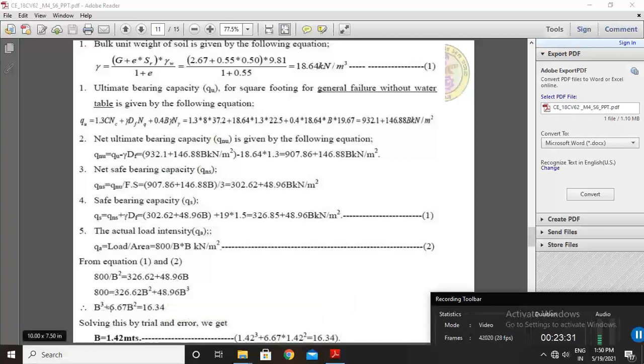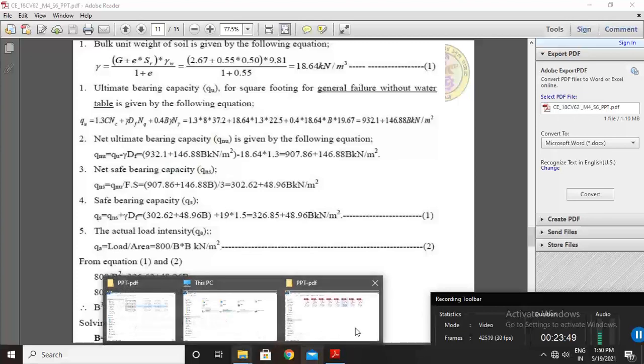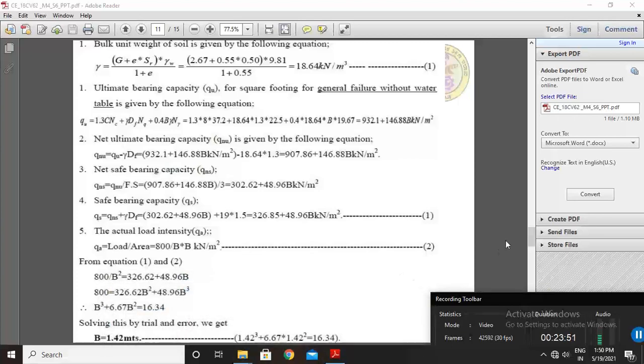Now finally we get the equation B cube plus 6.67 times B square equal to 16.34. Then solving this by trial and error we get B equal to 1.42 meters. So see, this is the confirmation. Here B is 1.42: 1.42 cube plus 6.67 into 1.42 square is equal to 16.34. So the size of the footing is 1.42 by 1.42 meters. This is the solution of this type of problems.